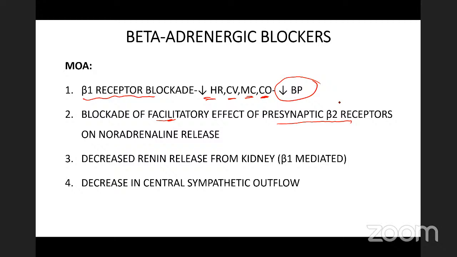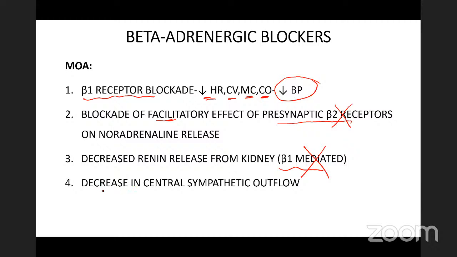So by blocking these presynaptic receptors, this decreases the release of adrenergic neurotransmitters, adrenaline and noradrenaline. That is the second reason. One more, it blocks the beta 1 receptors located in juxtaglomerular cells of the kidney. We know stimulation of beta 1 receptors in the juxtaglomerular cells of the kidney causes the release of renin. We know renin causes the production of angiotensin 2, which is a potent vasoconstrictor which increases BP. So by blocking this, it also contributes to the antihypertensive effect.